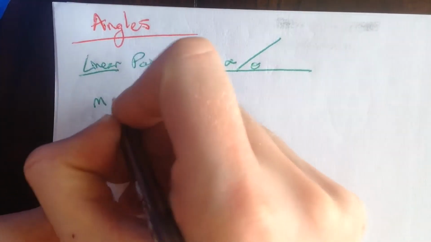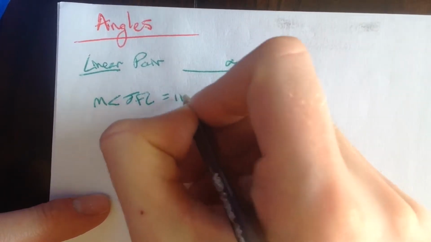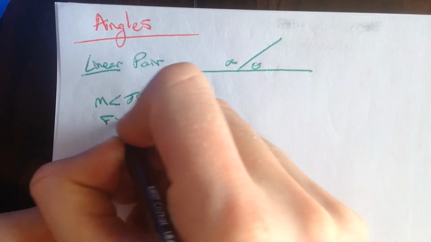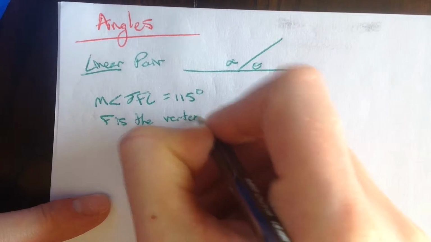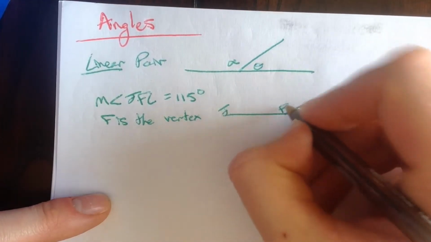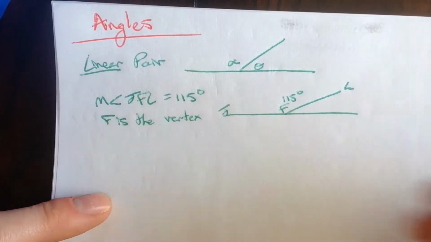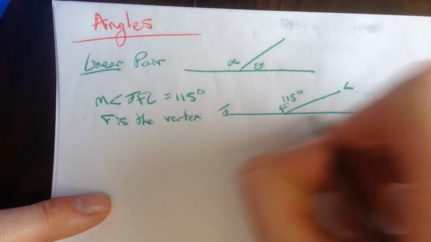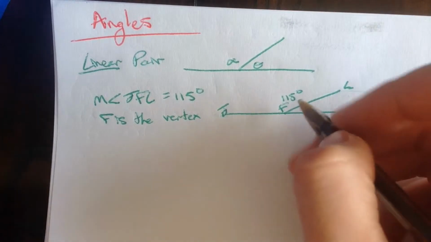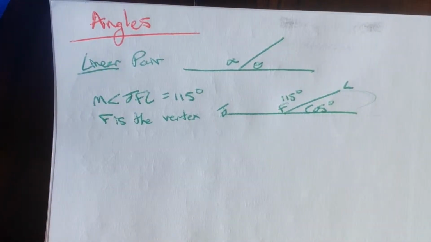So if I'm given that the measure of angle JFL is equal to 115, and that they're a linear pair, and that F is the vertex, then what I automatically know is that I have something like this. I have JFL is 115, and it has a linear pair. So I can find this other angle, knowing that a whole line makes up 180 degrees. Well, 180 minus 115 leaves me with 65 degrees for that second part of that angle.